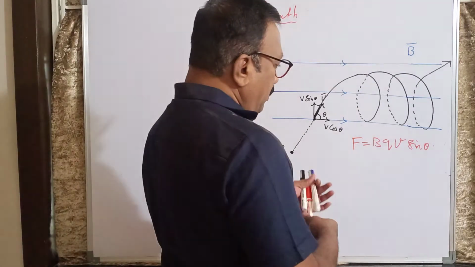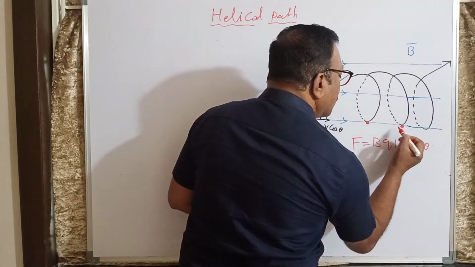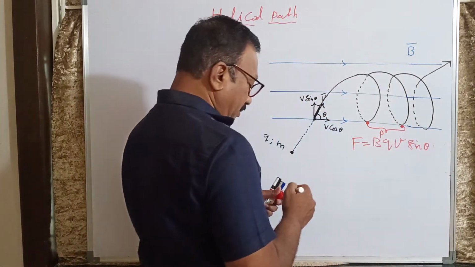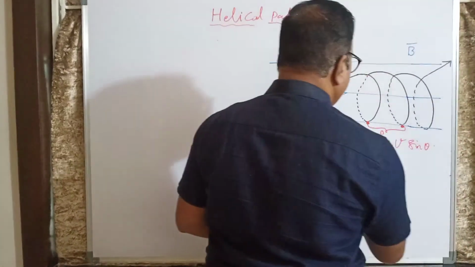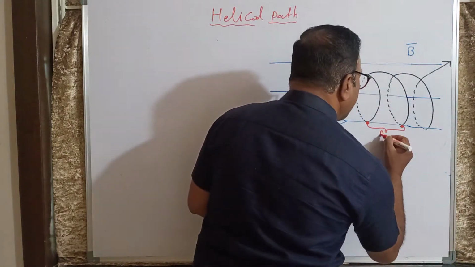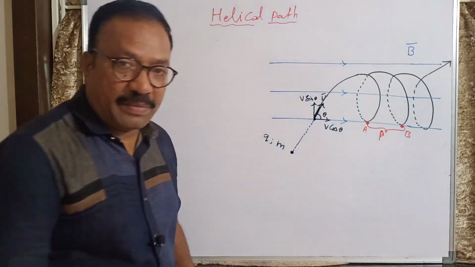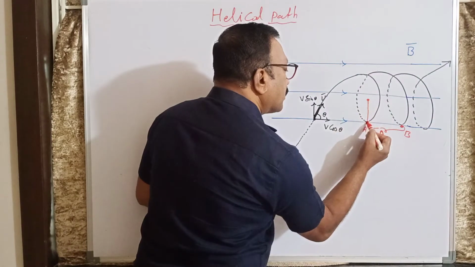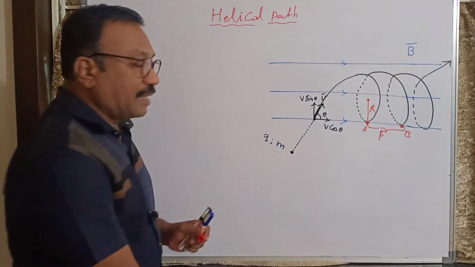This distance AB is known as the pitch of the helical path. So we have to determine the pitch of the helical path. This is the radius of the helical path. So I have to determine the radius of the helical path.